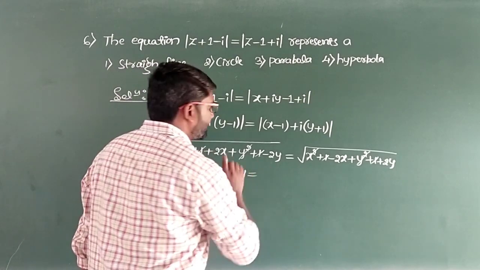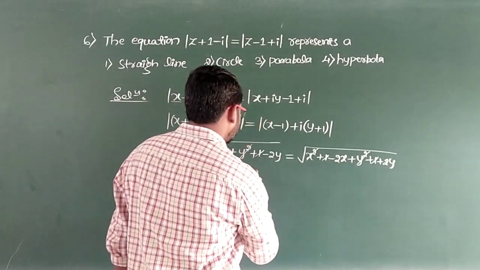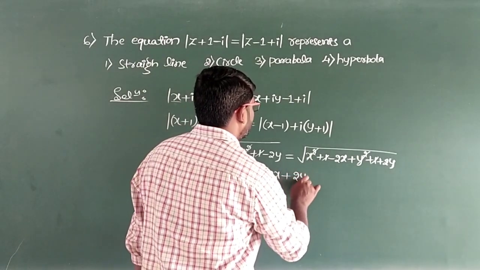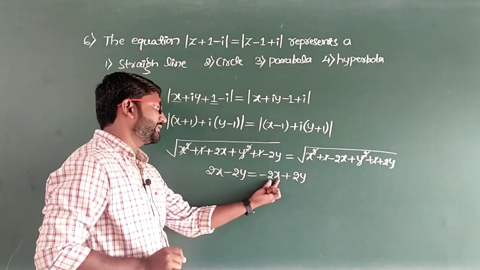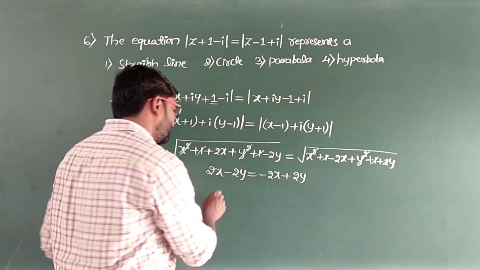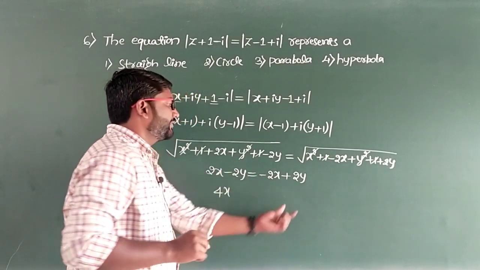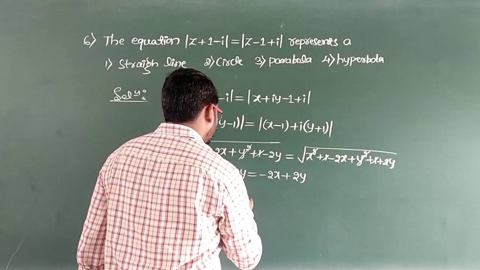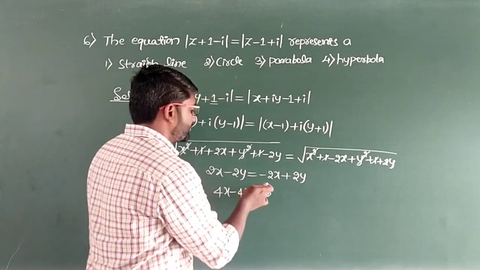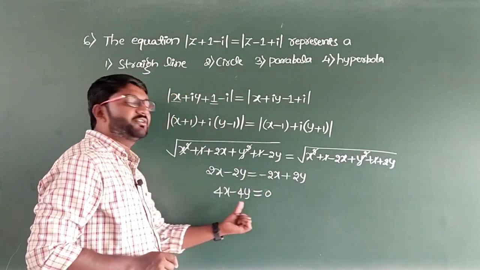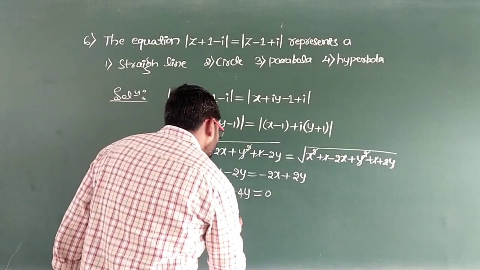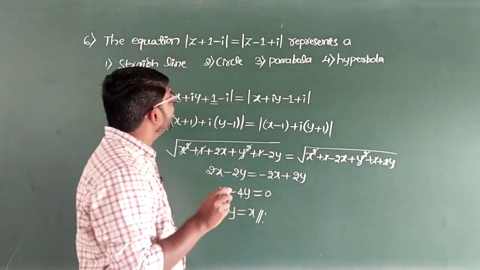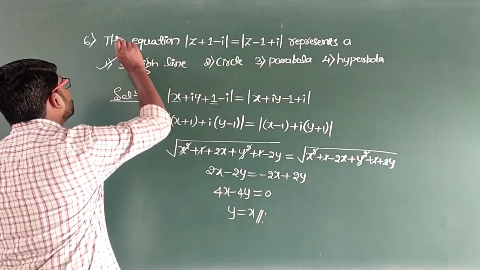2x minus 2y, which is equal to, then here it is minus 2x plus 2y. Now take these two terms to the left hand side. Minus 2x, if you take it to the left hand side, becomes plus 2x. Overall we get 4x. And then take this to the left hand side, it becomes minus 2y. Minus 2y will be minus 4y, which is equal to 0. Now take 4 common and send it to the right hand side, it becomes 0. Overall we get y equal to x, or x equal to y. So this indicates it is a straight line.